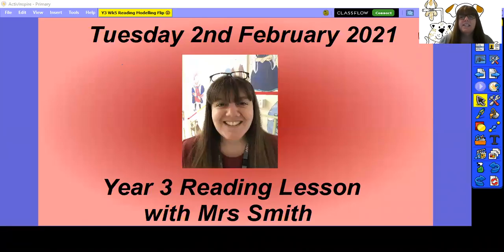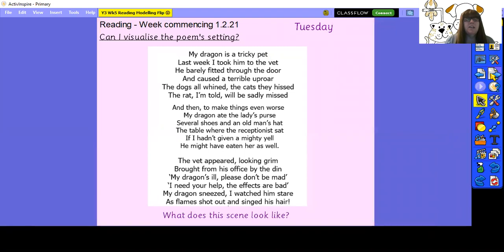Morning, Year 3. It is Tuesday's reading session. We're going to continue with the poem we looked at yesterday. We're going to work on the objective: can I visualise the poem's setting? So we know in stories the setting is where the story is set, the place. Can I visualise the poem's setting?